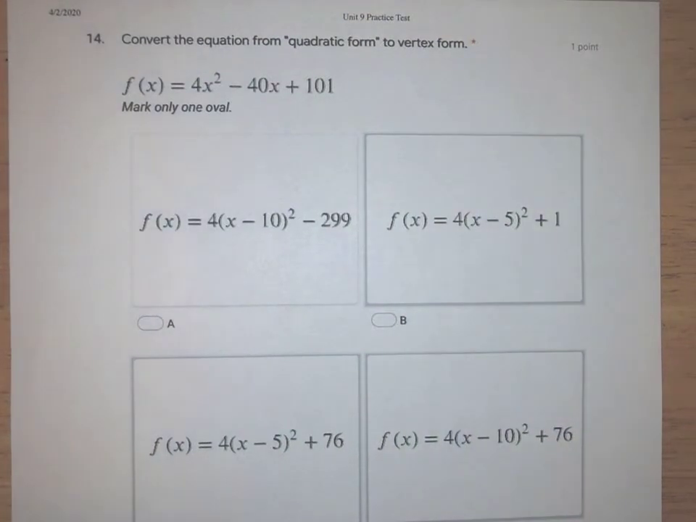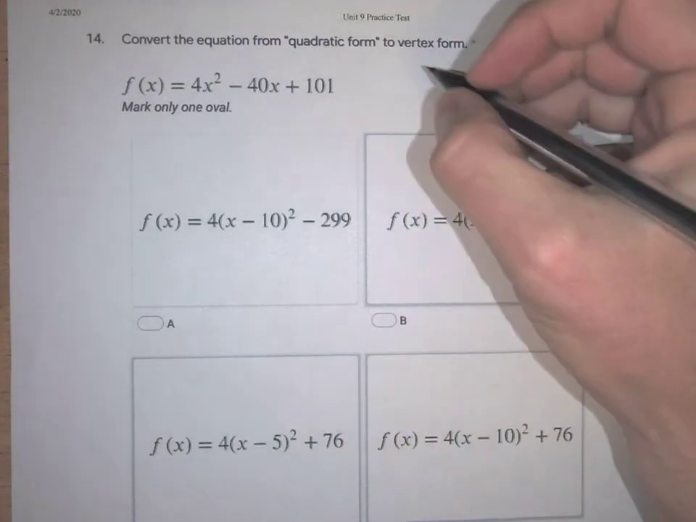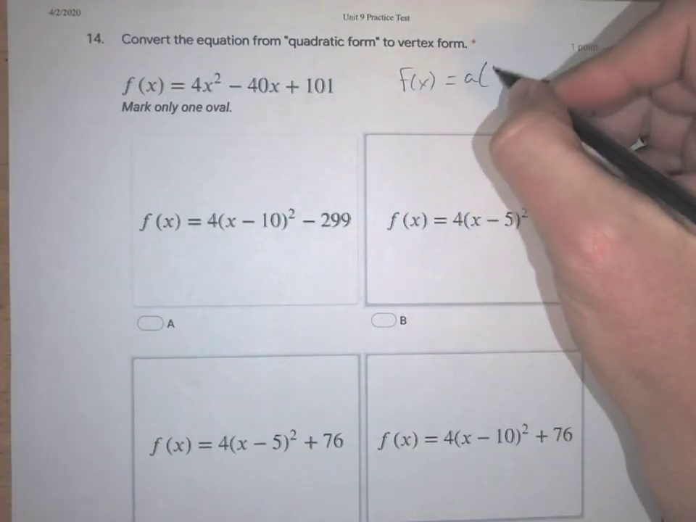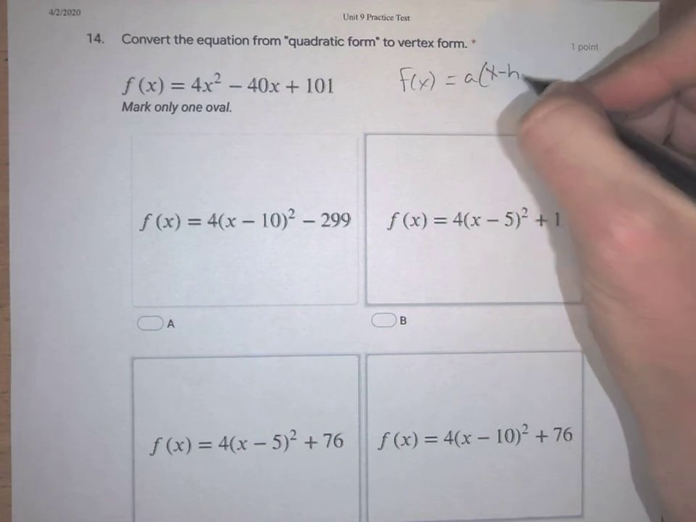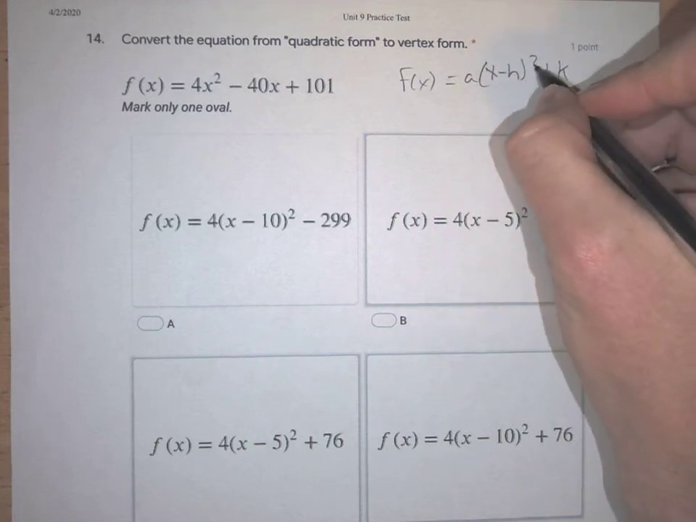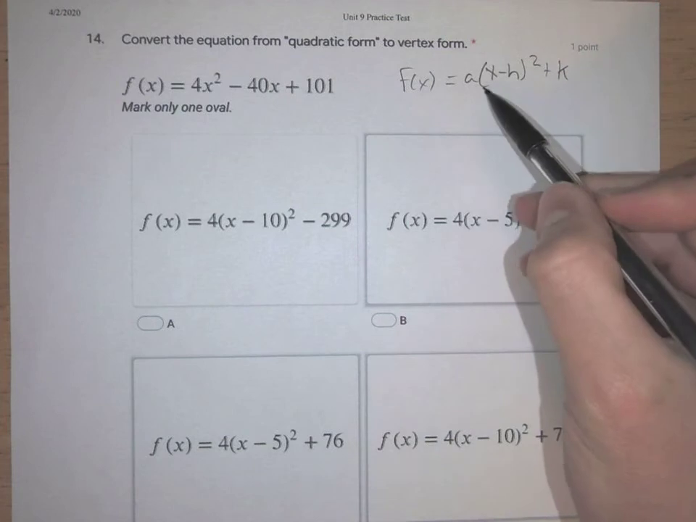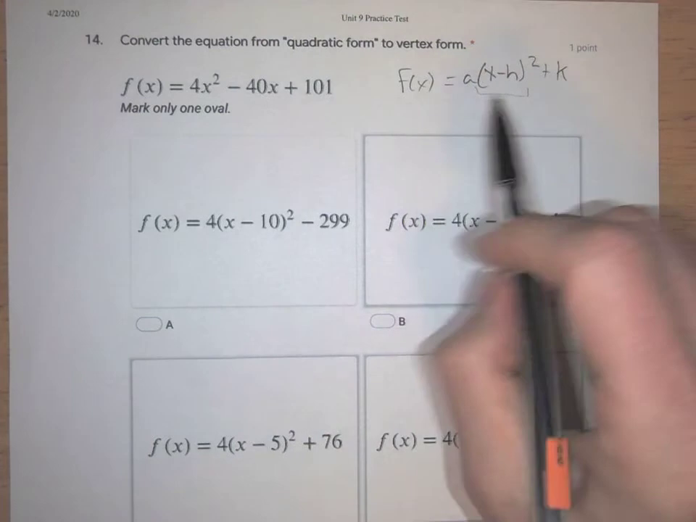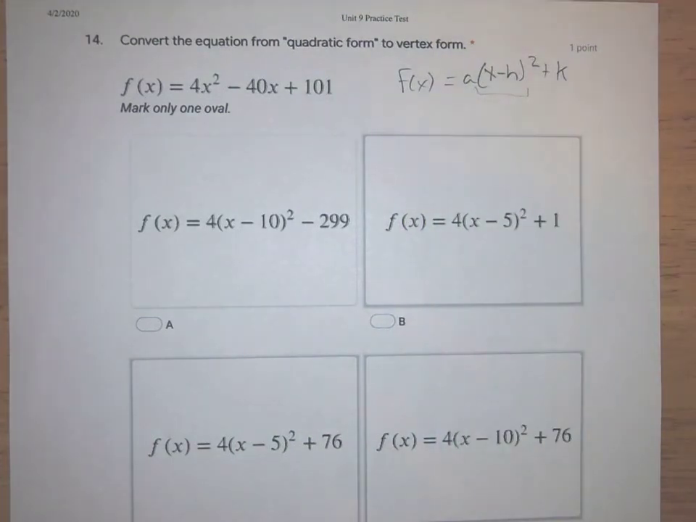Converting from quadratic form to vertex form, we need to know what vertex form looks like. It looks something like this: f of x equals a times x minus h squared plus k. Whenever we see something like this, some binomial squared, two terms in parentheses squared, we know we're going to need to complete the square.